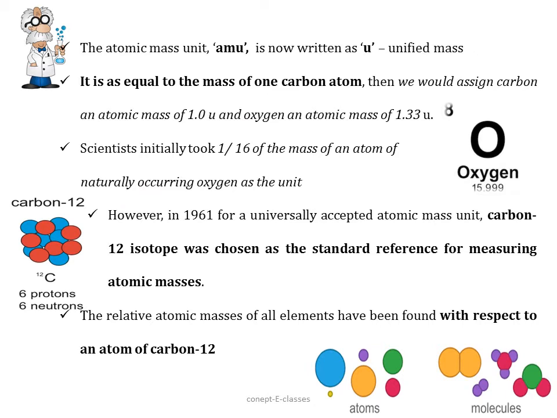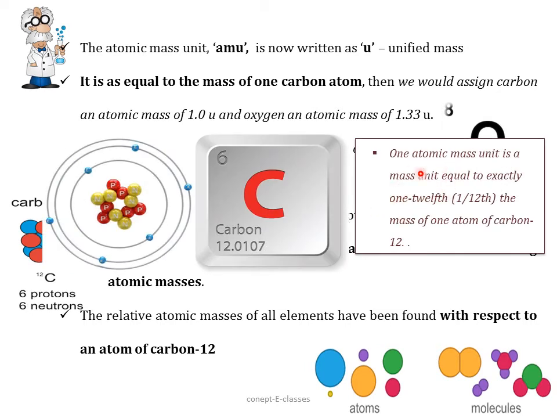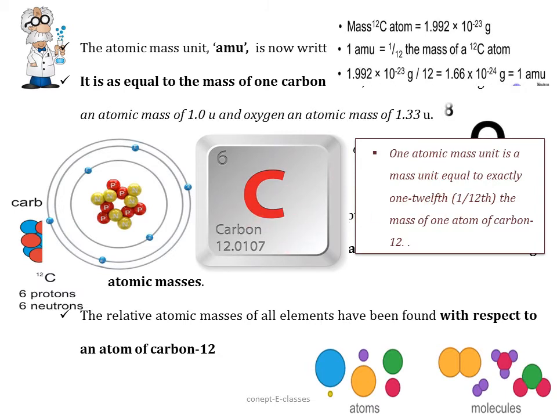The atomic mass unit, AMU, but according to the latest IUPAC recommendation, it is now written as u, which means unified mass. One atomic mass unit is a mass unit equal to exactly 1/12 of the mass of one carbon atom. That is, if the mass of a carbon atom is 1.992 × 10^-23 gram, one atomic mass unit, or 1 AMU, is equal to 1/12 of the mass of one carbon atom. Hence, 1.992 × 10^-23 grams divided by 12 is equal to 1.66 × 10^-24 grams. So 1 AMU is equal to 1.66 × 10^-24 grams.